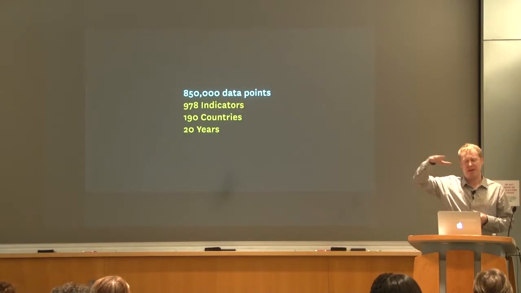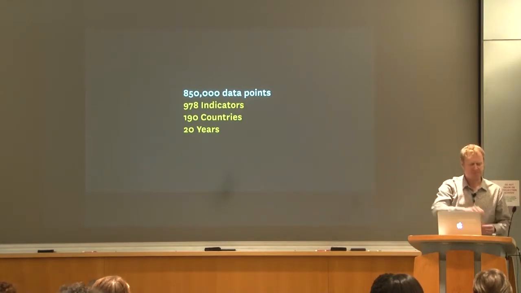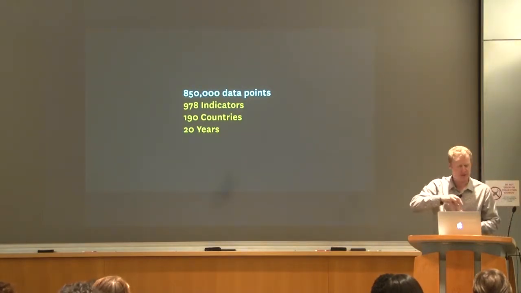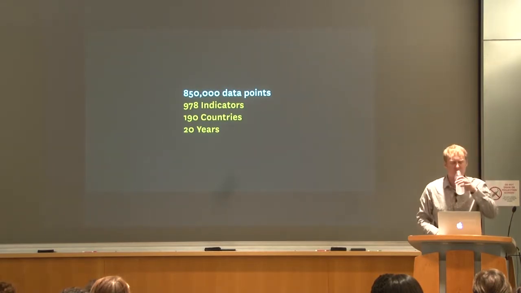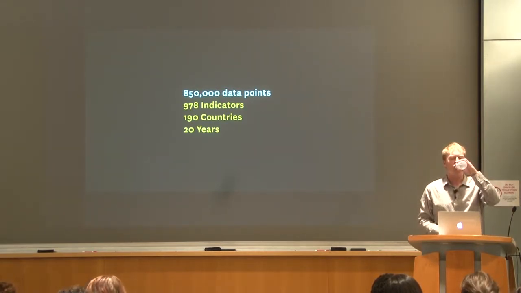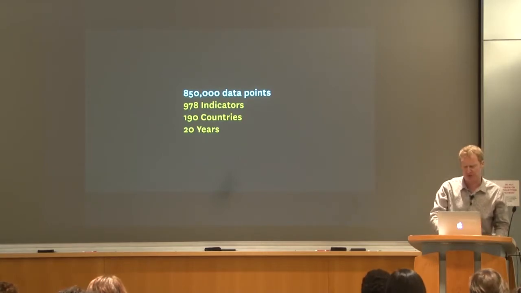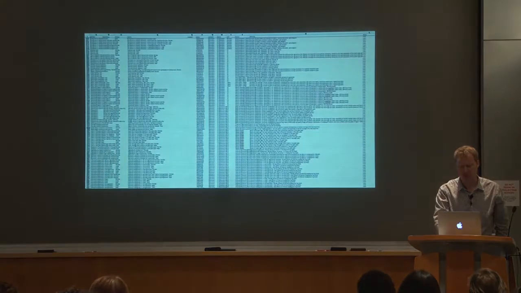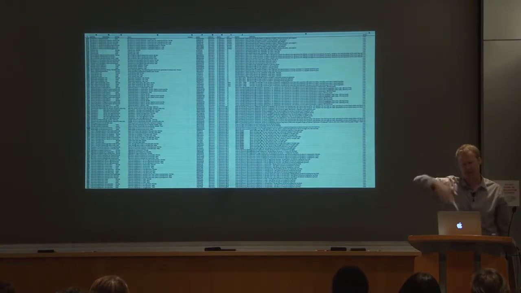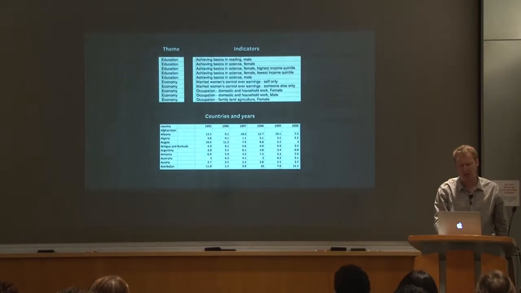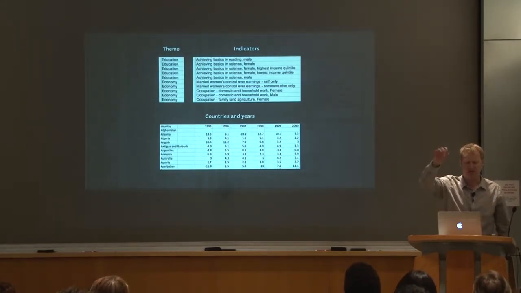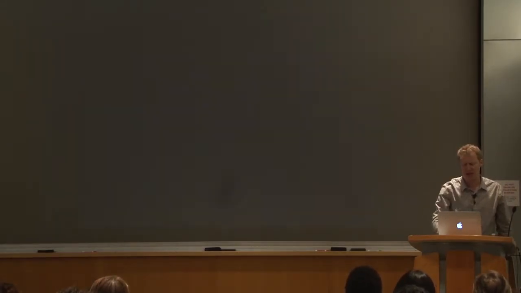Underneath, there's 850,000 data points that we put together, almost 1,000 indicators, across just shy of 200 countries in 20 years. The data came to us looking like this. It's a couple 100,000 rows. Fascinating. And different themes and indicators, so themes like education and so on.